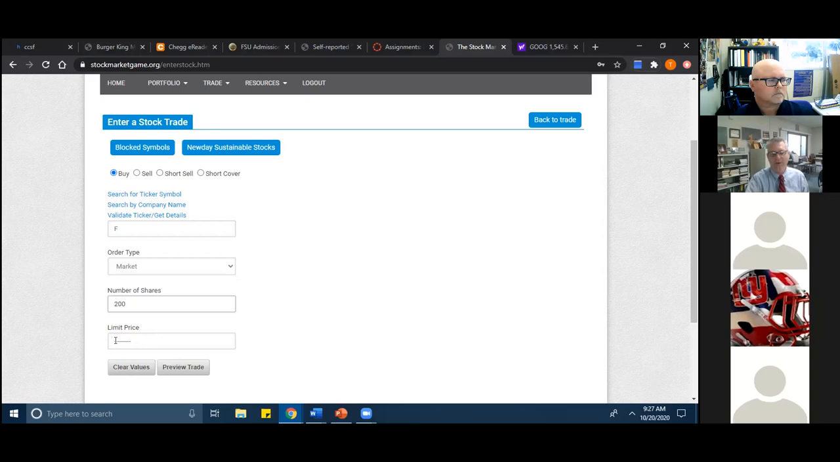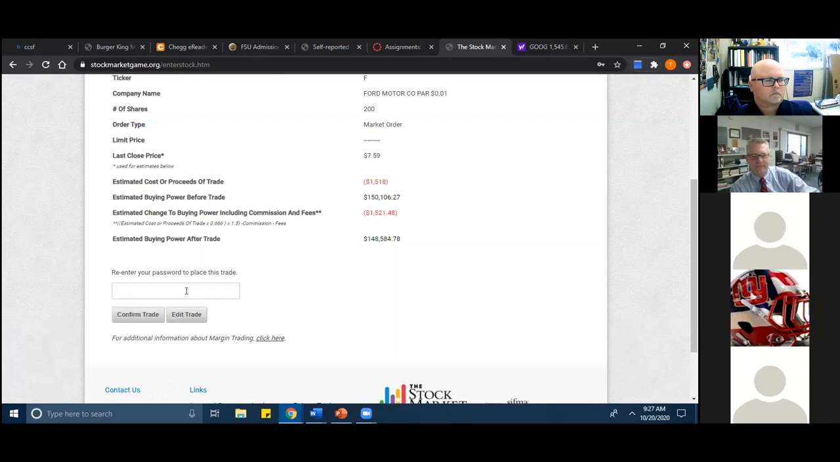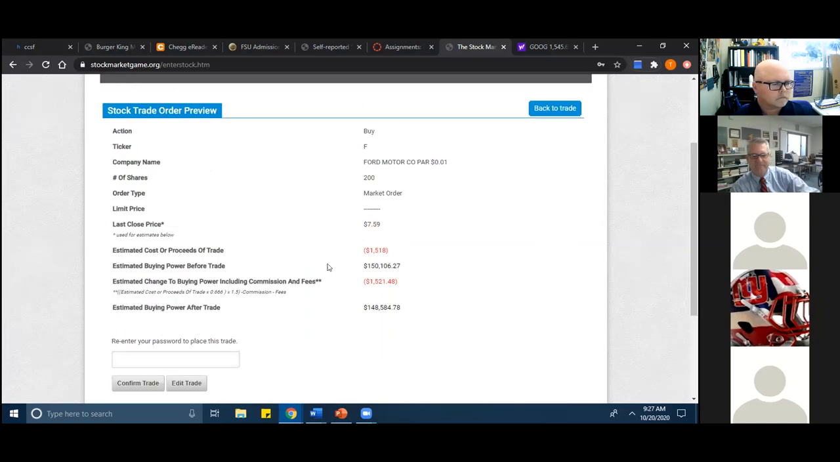No, that would only be if you did a limit price. You would click on limit, and then the limit price would be, I don't want to pay more than $8 a share. But you want to buy, so you can go ahead and click on preview trade. So with commissions, it's $15.21.48. The actual cost of the stocks will be $15.18. You can see how much buying power you'll have left.